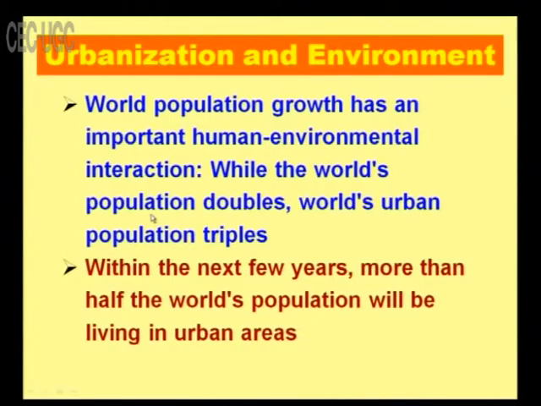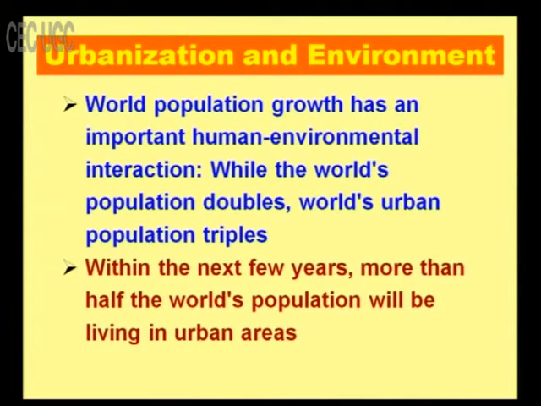And now, the urbanization and environment. The world population growth has an important human environmental interaction. That means, the environment is deeply interacted with by human beings, and therefore, when a city is formed, naturally it is affecting the environment also. While the world's population doubles, the world's urban population triples, and within the next few years, more than half of the world's population will be living in urban areas, and therefore, it is very difficult to stop the urbanization.